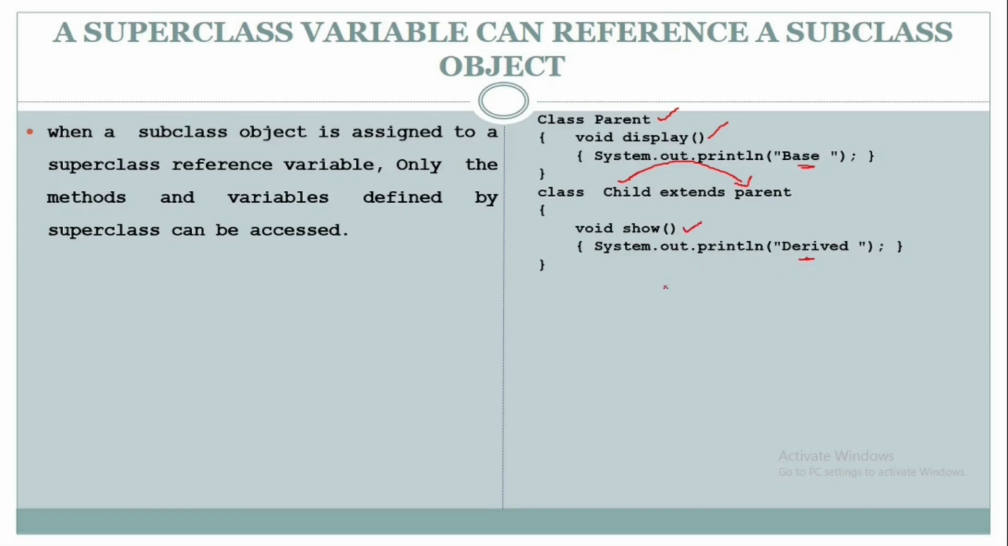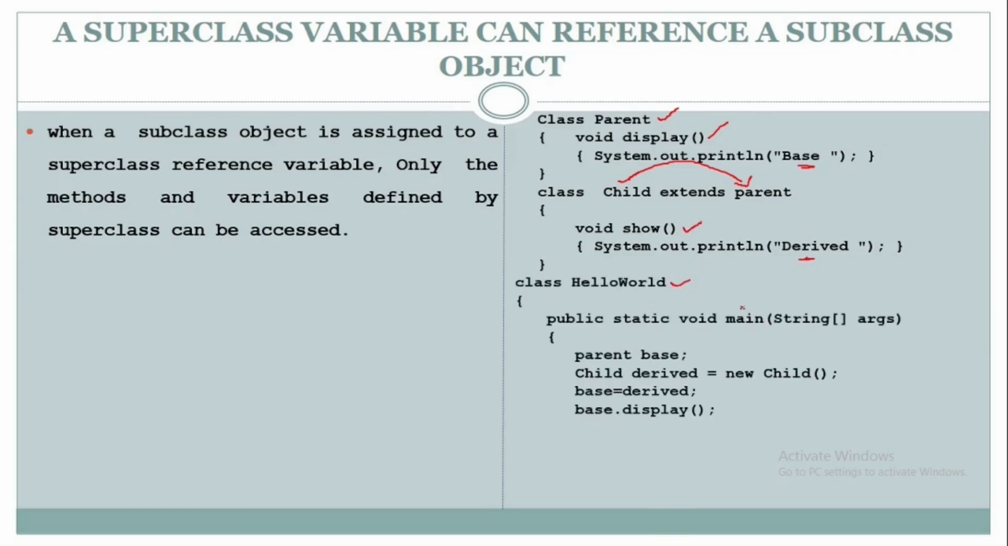Now I'll be creating one more class called hello world where the main function resides. Now this base is called a superclass reference variable. Here base is not an object of the superclass, it's just a superclass reference variable. Now this derived is called an object of a child class. So this is how we create an object. So this is called a subclass object. Now when a subclass object is assigned to a superclass reference variable, this is how a subclass object is assigned to a superclass reference variable.